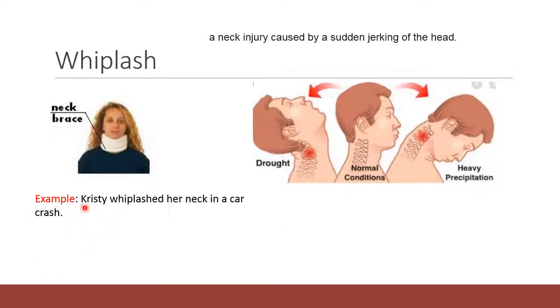Example: Christy whiplashed her neck in a car crash. And now, as you can see in the picture, she's using a neck brace to recover.